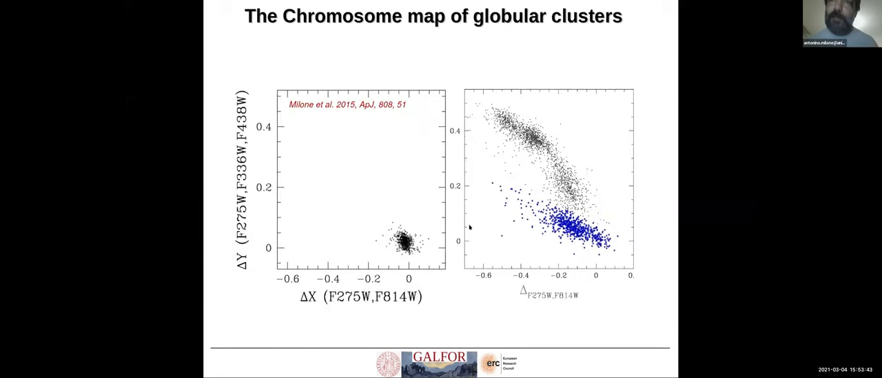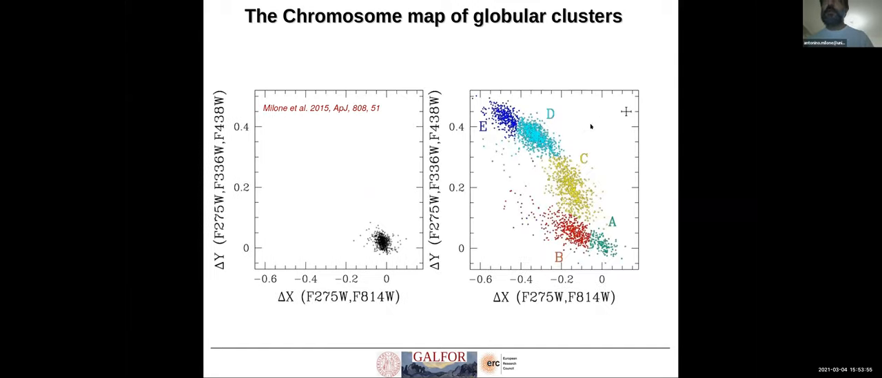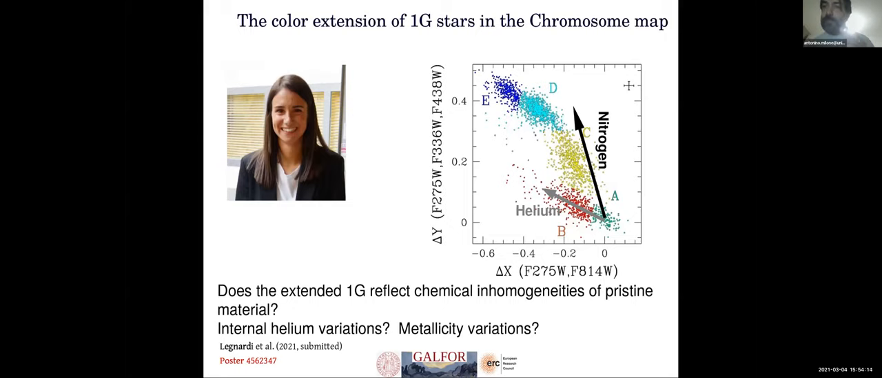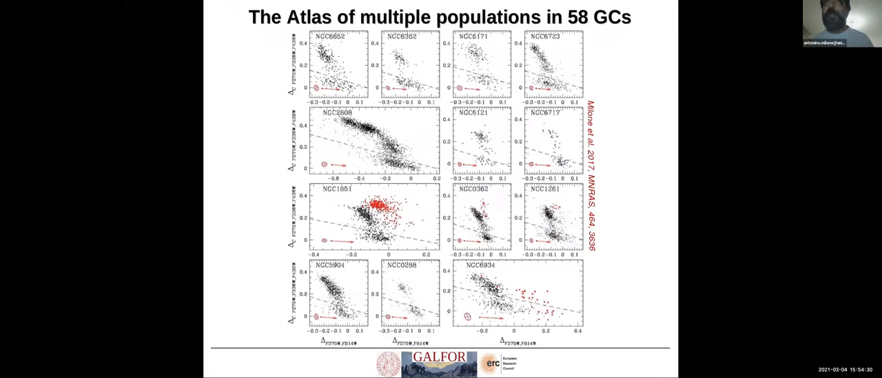You see, this is what we expect from a simple stellar population, and this is what we observe in the real globular cluster. We first distinguish two main groups of stars. I call them first and second generation. But then if you go into details, you see that the second generation is actually composed of subpopulations. And even the first population, that is the population composed of stars with the pristine chemical composition, is not chemically homogeneous. This means that the pristine gas from which first generation stars formed is not homogeneous, and these globular clusters provide the opportunity to constrain the chemical composition of the pristine gas. And please have a look at this poster where there are some updates. But anyway, once we derive the chromosome map for a cluster, then we can extend the method to a large sample of clusters.